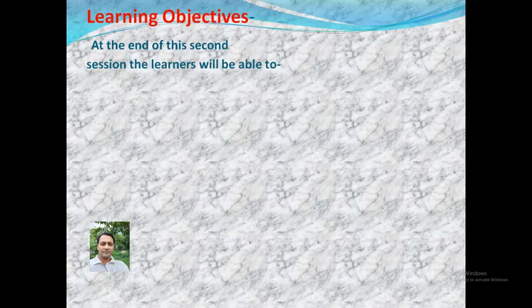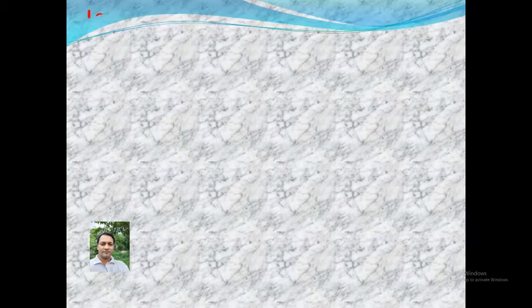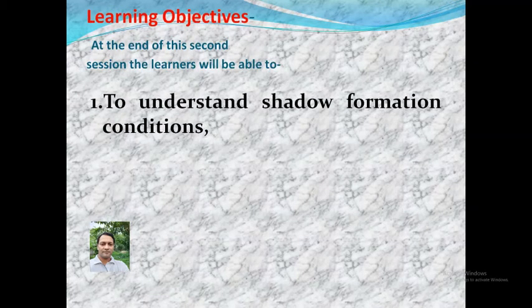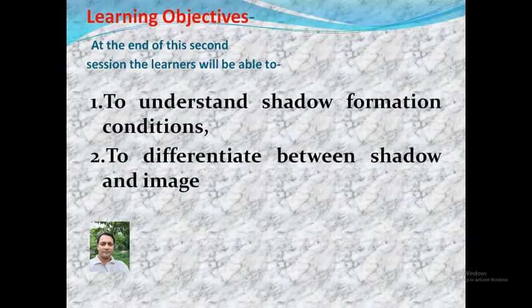Dear friends and students, the learning objectives for this second session will be to understand the shadow and the conditions for shadow formation, and then to differentiate between shadow and the image formed by the plane mirror.